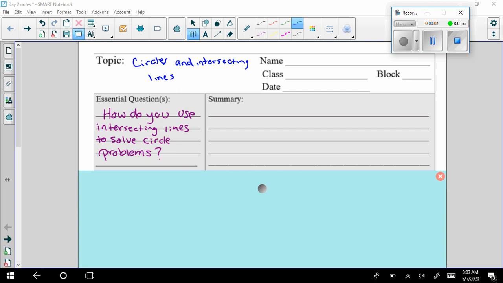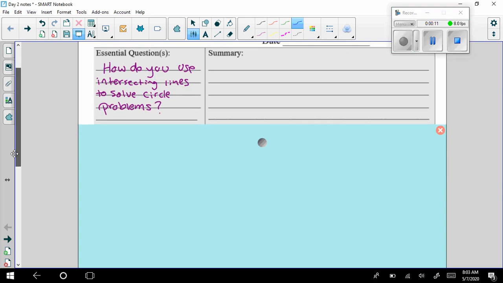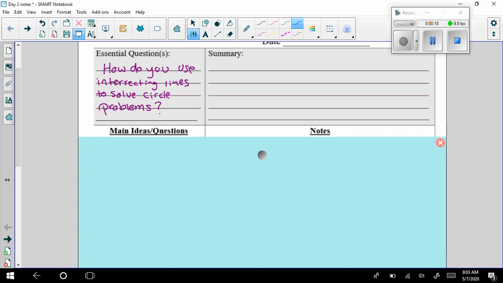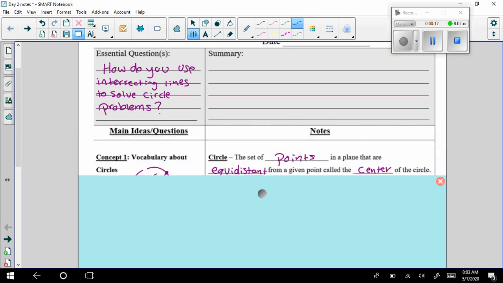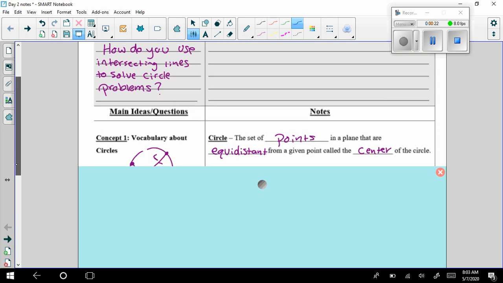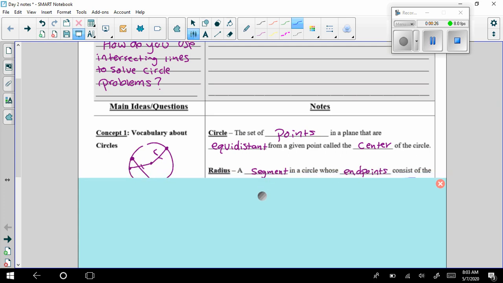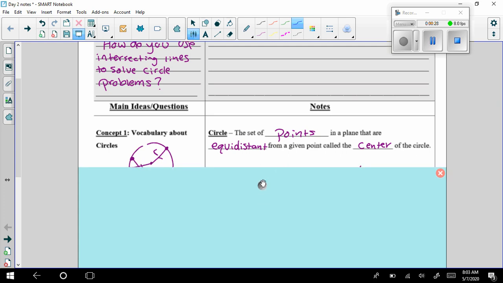Okay, taking a look at circles and intersecting lines, we're going to look at how to use intersecting lines with circles to solve different kinds of problems that have to do with mostly measures and degrees. And so remember that a circle is a set of points in a plane that are equidistant from a point called the center of the circle. Okay, so all of these points around the circle are the same distance to that center point.